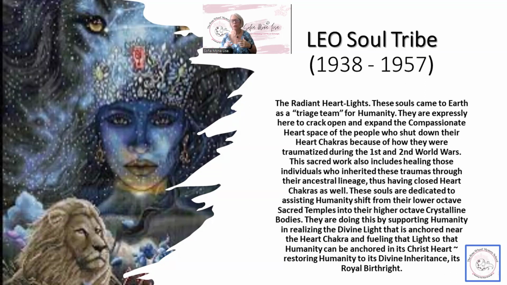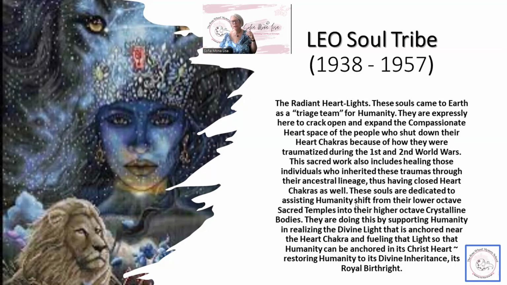This sacred work also includes healing the individuals who inherited those traumas through their ancestral lineage, thus having closed heart chakras as well. So we know that there were intense wars on this planet before the First and Second World Wars, but they took a whole different level. But the ones that came before the wars, those people were traumatized. The traumas carry on through the lineage, into the children and the grandchildren that they have, okay? All of that trauma through those lineages has to be cleared out, dissolved, and consumed. And this Leo soul tribe agreed to come and do that healing work, all right?